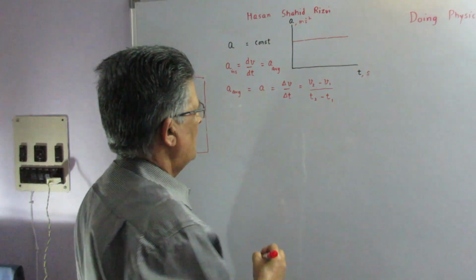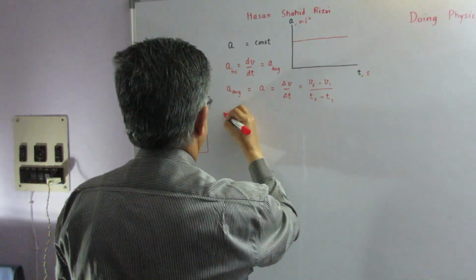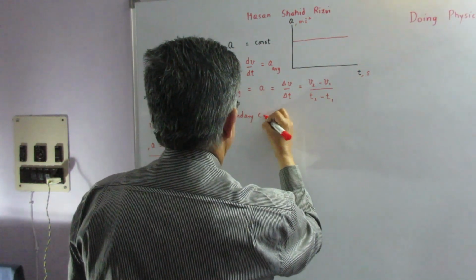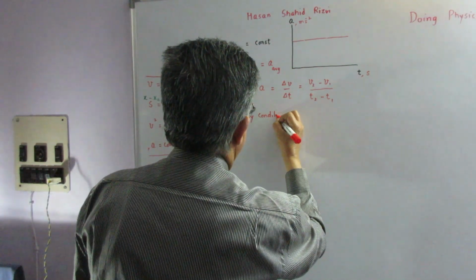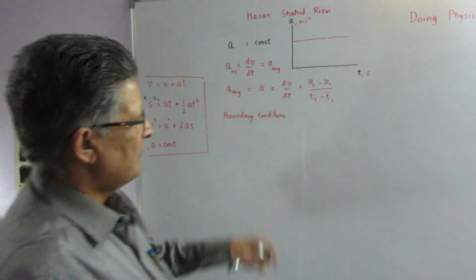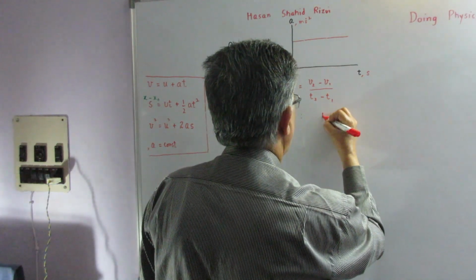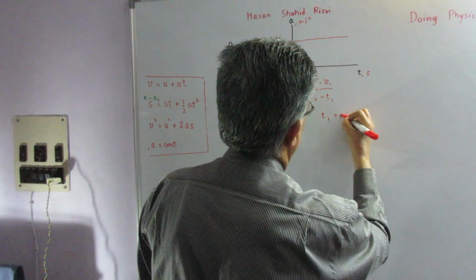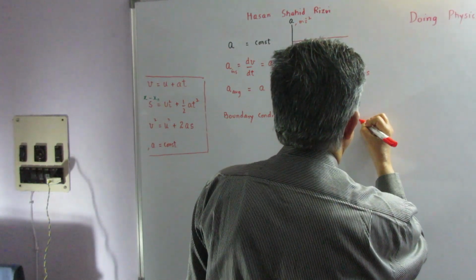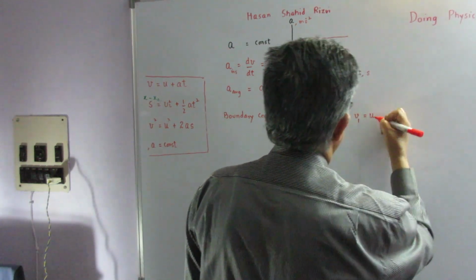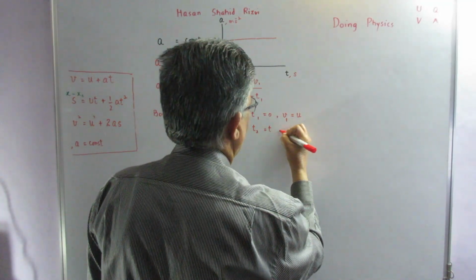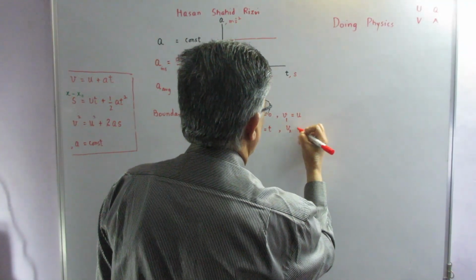So, now, I define my boundary conditions, the constraints. The boundary conditions are that the initial value of time is 0. T1 is equal to 0. And at that time, this V1 is the initial velocity, which we'll write as U. And T2 is a variable T, and V2 is the variable V.